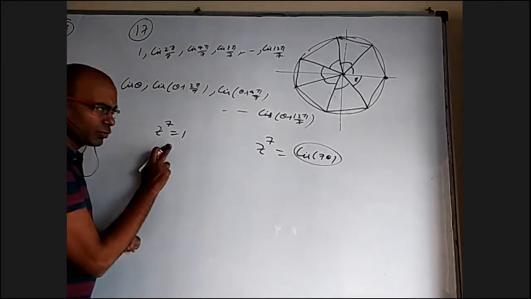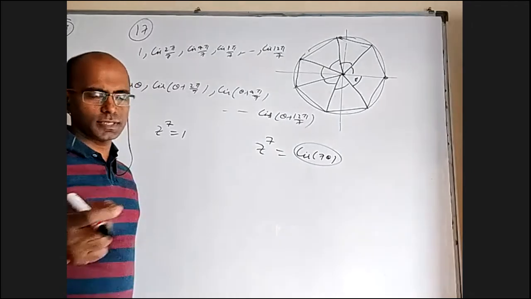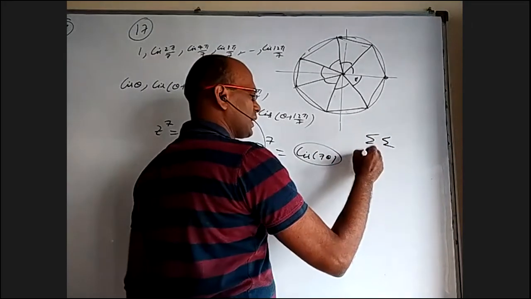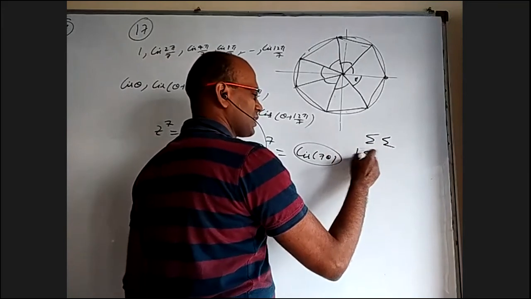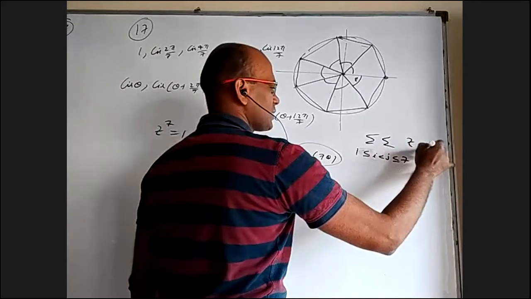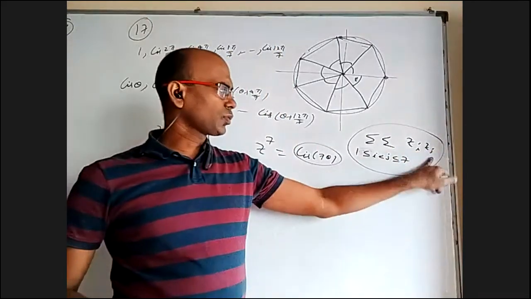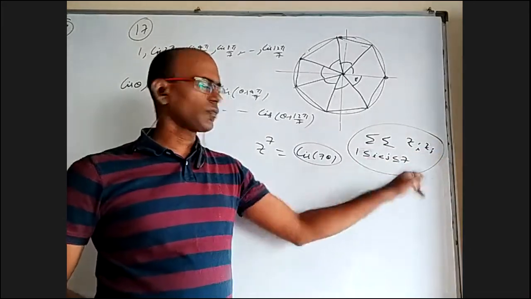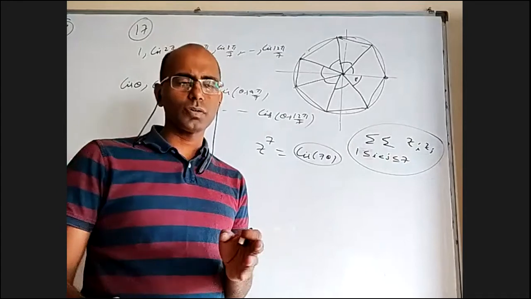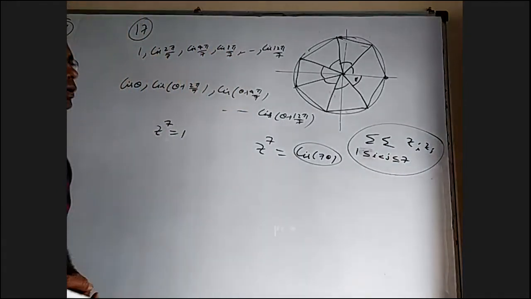For this, there are 7 roots. For this, there are 7 roots. They want the product of two things. They ask the double sigma, 1 less than or equal to i less than j less than or equal to 7, zi zj. What is that? All kinds of products of two things where i is less than j, starting from 1 to 7. So z1 into z2 will be there, z1 into z3, z1 into z4, all kinds of two things. Okay, so now how to do that?